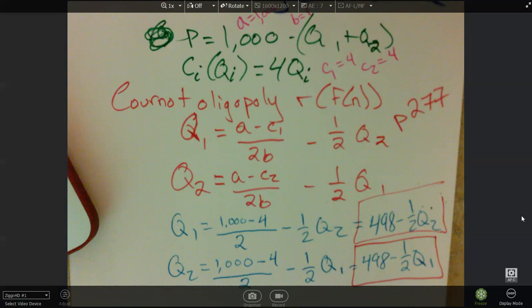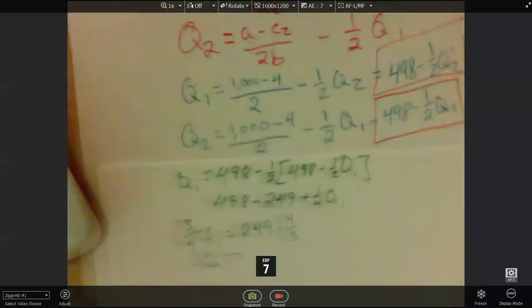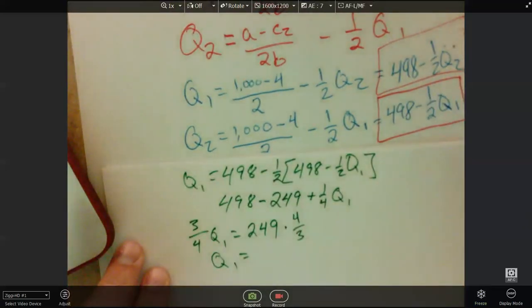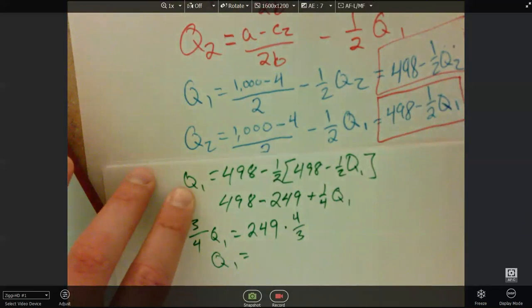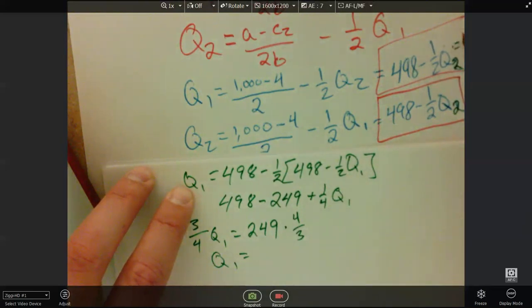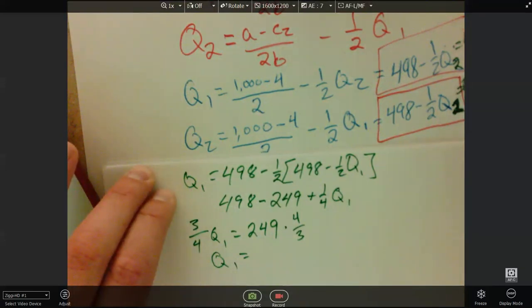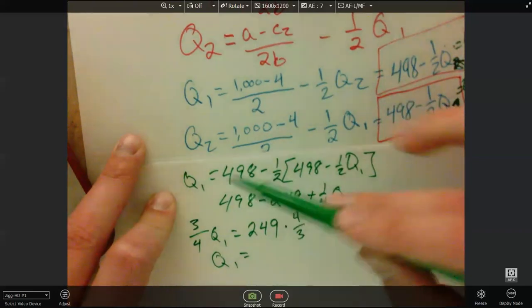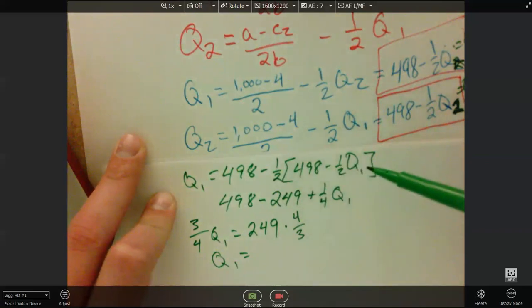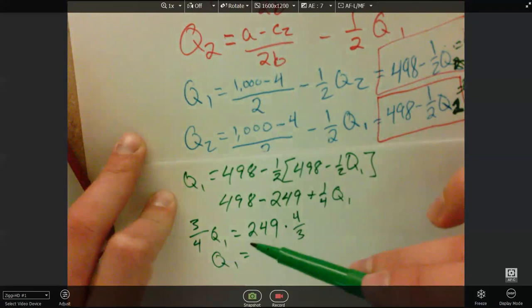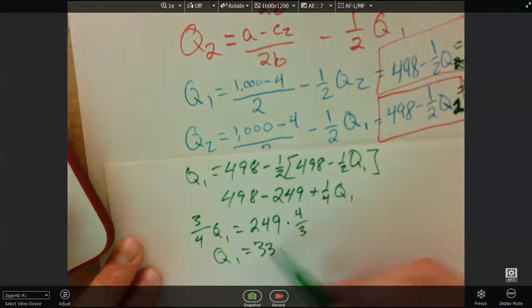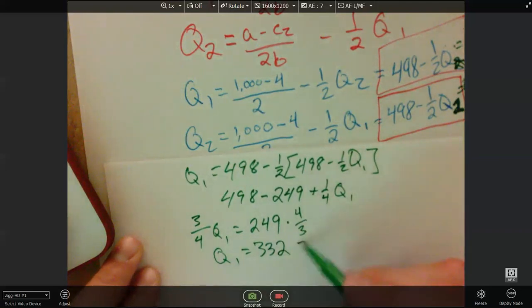So how do we get the price? First we have to get the quantities. To get the quantities, we plug one of these into the other. Sorry, this is all equal to Q2. So I took the Q1 equation and plugged this into that Q2, and that's where I got Q1 equals 498 minus 1/2 (498 minus 1/2 Q1). Then I expanded it and isolated Q1, and I ended up with 332. Because it's symmetrical, I know that this is also my Q2 star.